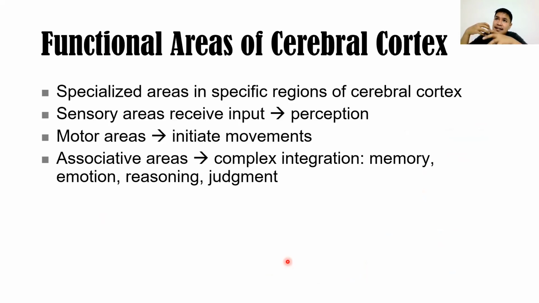Let's talk about functional areas of your cerebral cortex. Your cerebral cortex has been researched, and there are different areas that correspond to specific functions. So specialized areas in specific regions of your cerebral cortex, functional areas. Sensory areas receive input. That's for perception. You know what you saw, touched, heard. Sensory areas. Motor areas initiate the movements. What is the effect? Associative areas: complex integration or storing of memory, your emotion, reasoning, contemplation, and your judgment. So it's like sensory, afferent, then interneuron, associative areas, then the motor area, the effect, efferent.